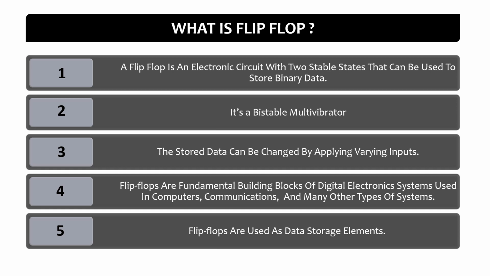Then the third point says the stored data can be changed by applying varying inputs. Of course, if we take the example of our normal switch, we know that it has only two states, on and off. If the current state is on, then of course I need to apply some input, some force on the switch, to change the state. First it has an on state, and then I get the off, and vice versa. So without applying any input, we cannot get any output. And whatever input we apply will be stored in the circuit until we apply another input.